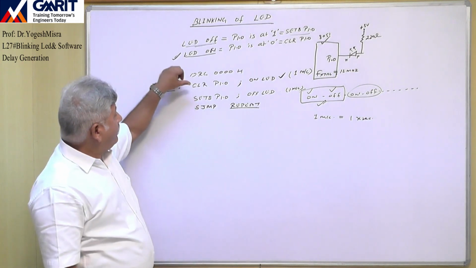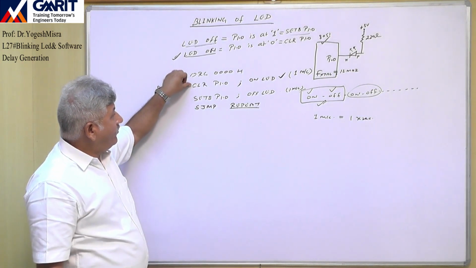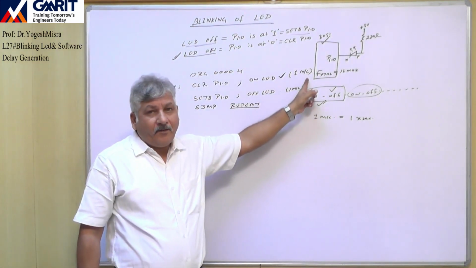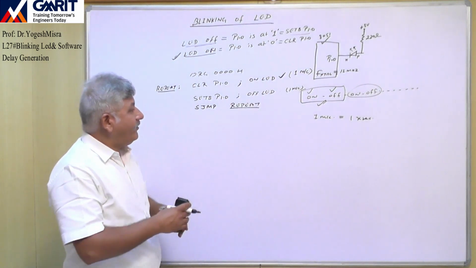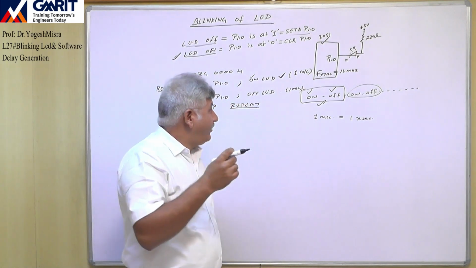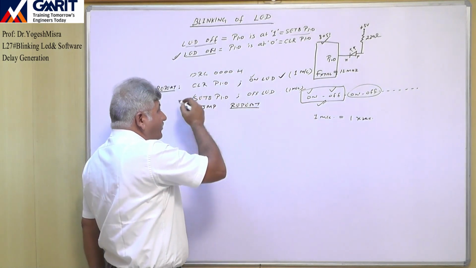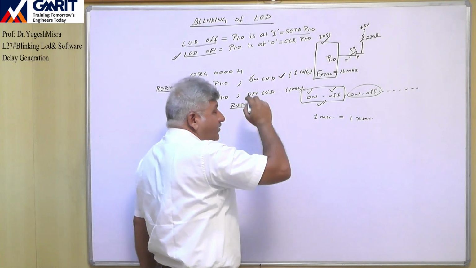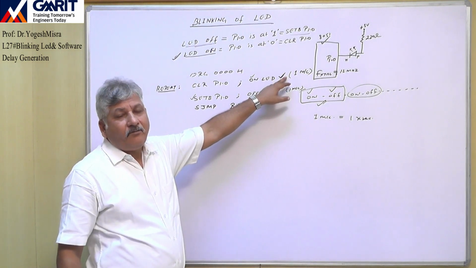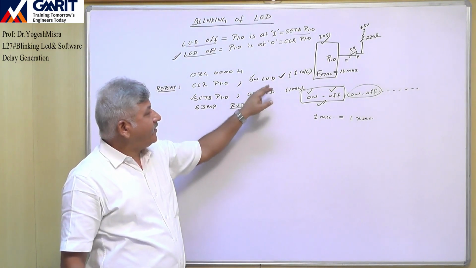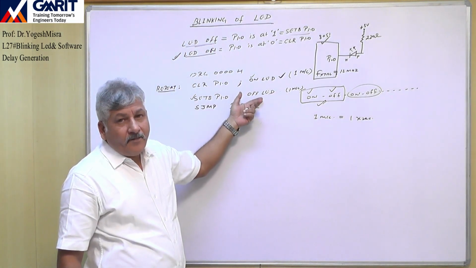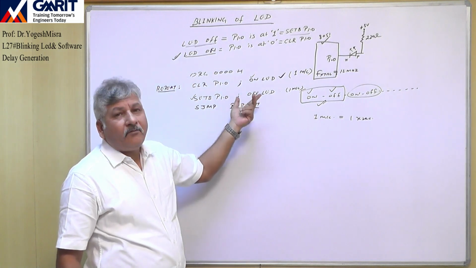Now when the controller executes CLR P1.0, it will execute this instruction in one machine cycle. So after one machine cycle, meaning after 1 microsecond, the LED is on. After this the controller will execute the next instruction in one machine cycle. So the LED will remain on only for 1 microsecond, because after 1 microsecond this instruction has been executed, and this will make the LED off. Now the LED is off, again for 1 microsecond.